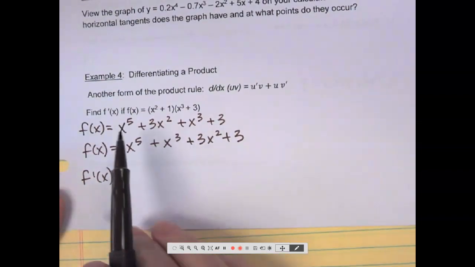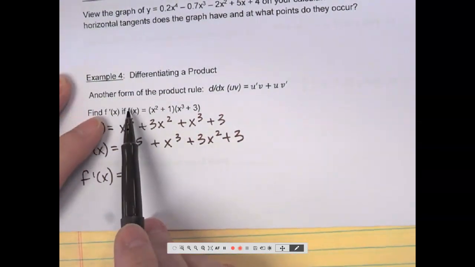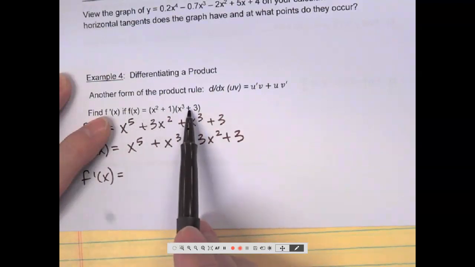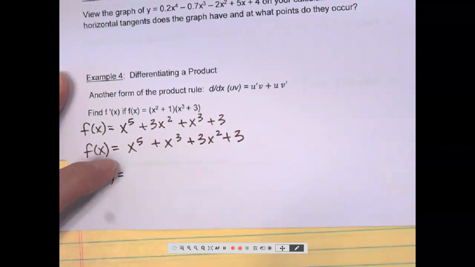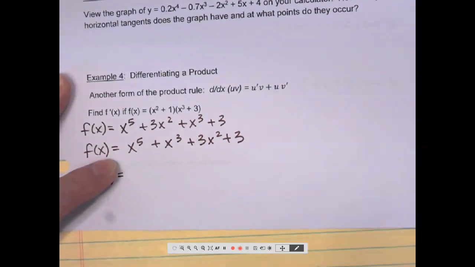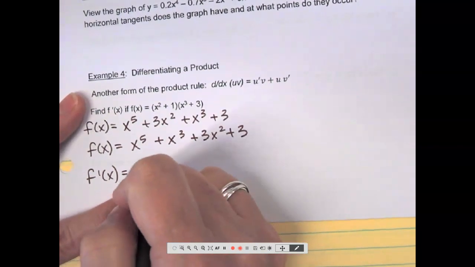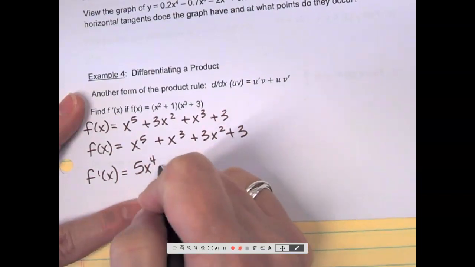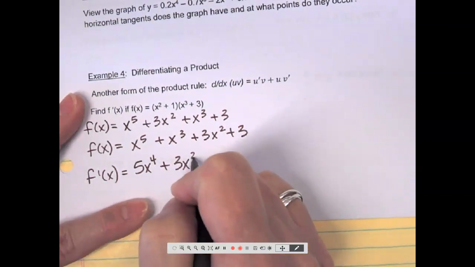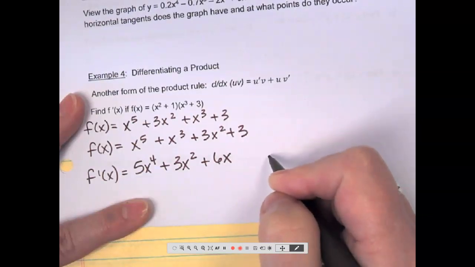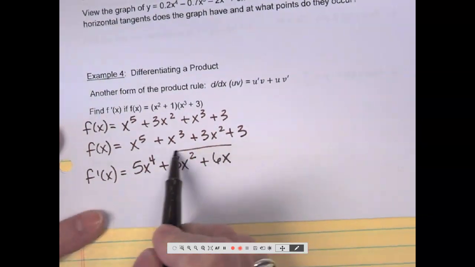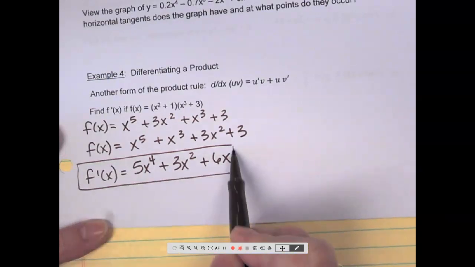Okay, so all we've done so far, let me recap, is we took the function and we distributed, and we got that, and then we rewrote it in descending order. Now we're going to take the derivative. So that would be 5x to the 4 plus 3x squared plus 6x plus nothing, 0. Okay, so there's our derivative.